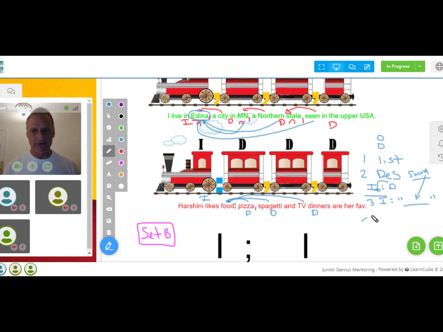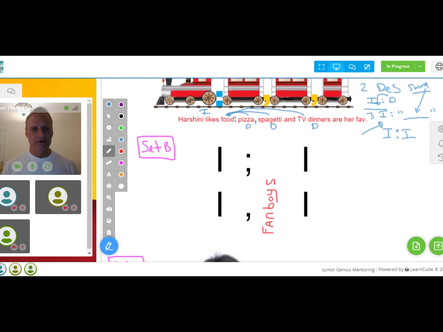One thing to keep in mind, a dot dot could actually connect 2 independent clauses together, all right? Please take note of that. A dot dot is a list, a description, or a direct quote. It could be an independent and a dependent on both sides of the dot dot, or it could be 2 independents. All right, so that is set A. Let's move on to set B.